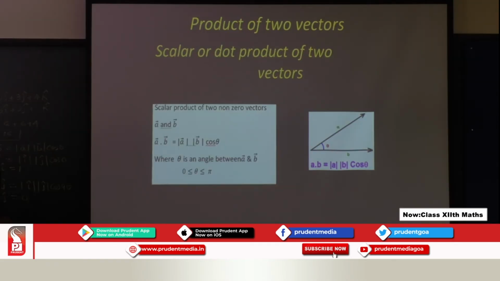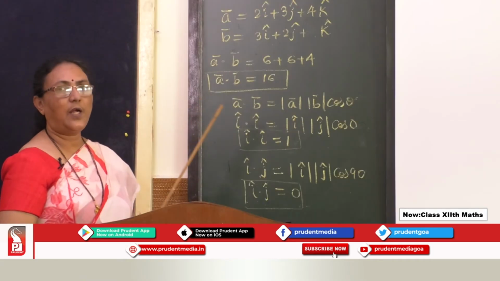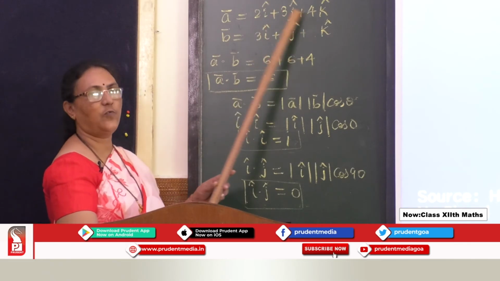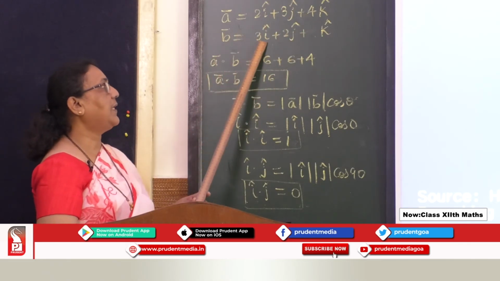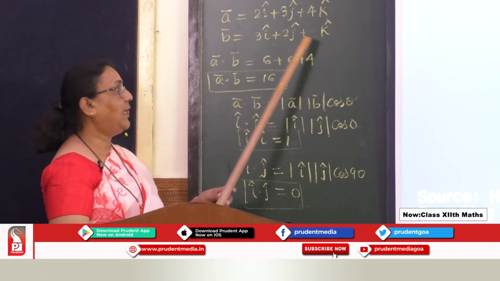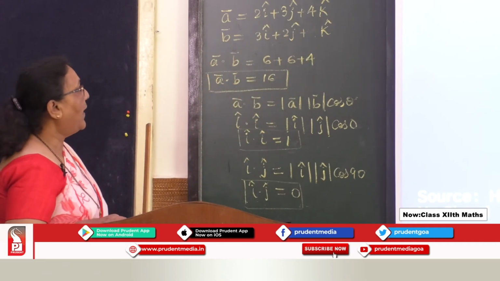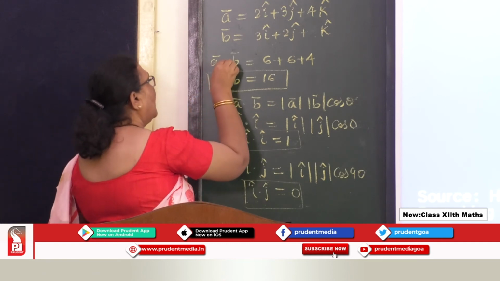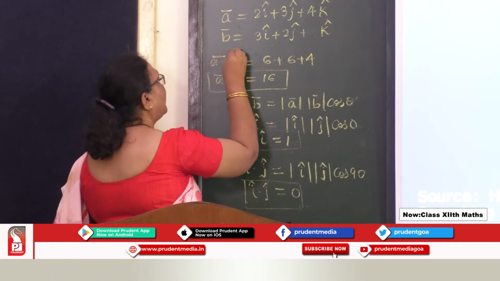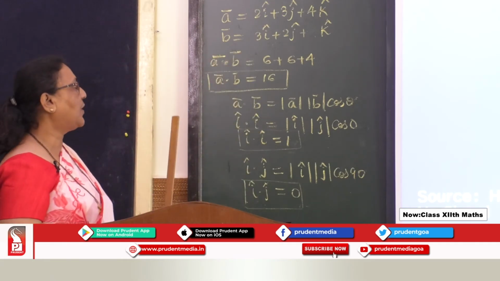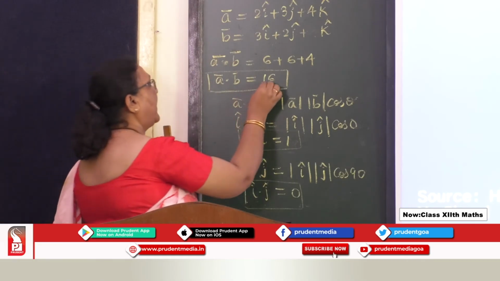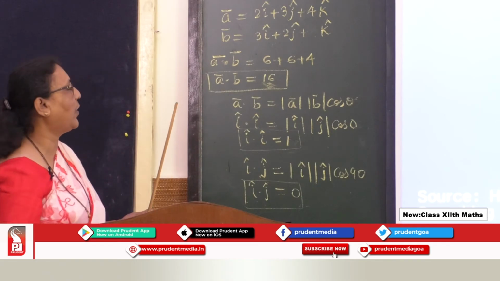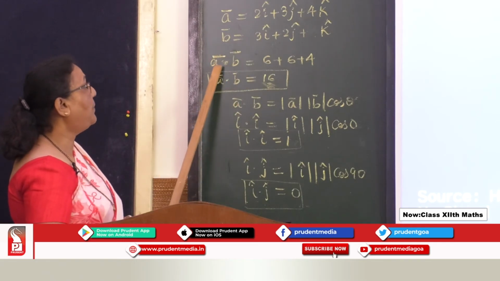Now how to multiply two vectors? See here, the product of two vectors: vector A bar is given by 2i plus 3j plus 4k, and vector B bar is given by 3i plus 2j plus k. This is called the dot product, or the scalar product. Why is it called the scalar product? Because when you simplify this you will get a scalar answer, it is not a vector. That is why it is called scalar product.